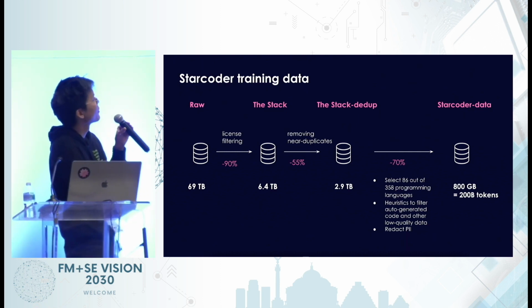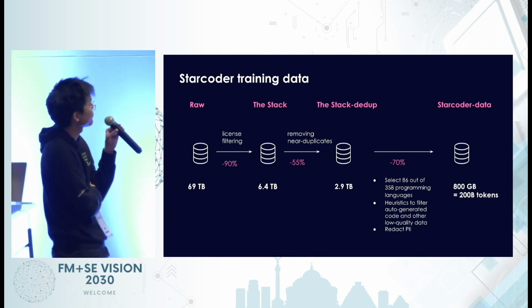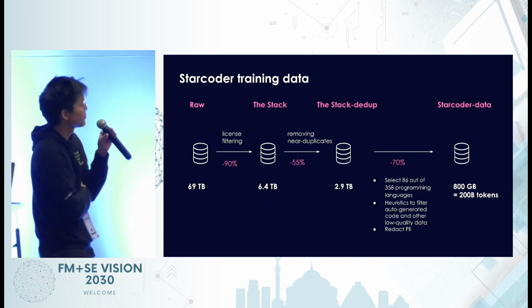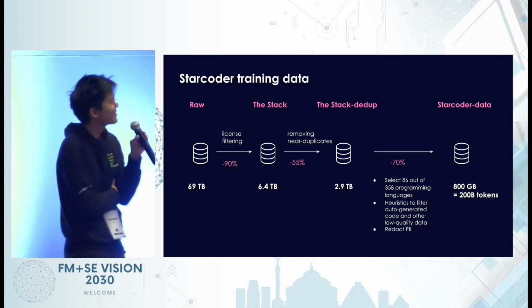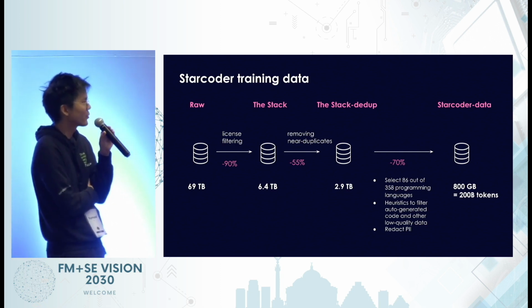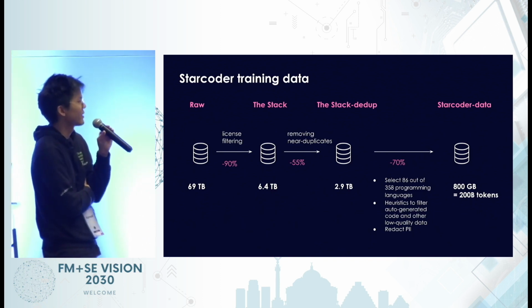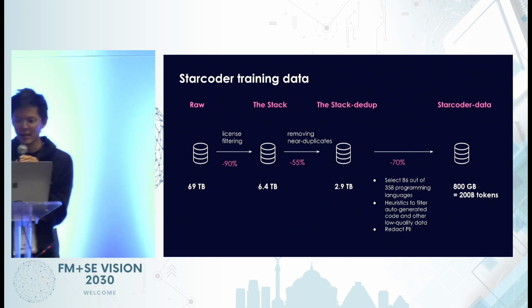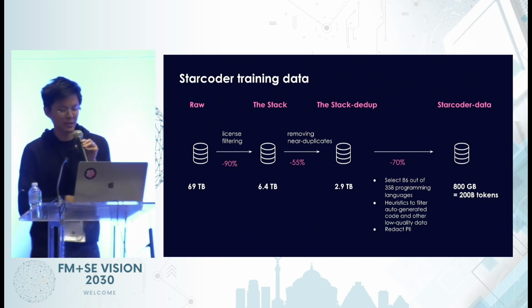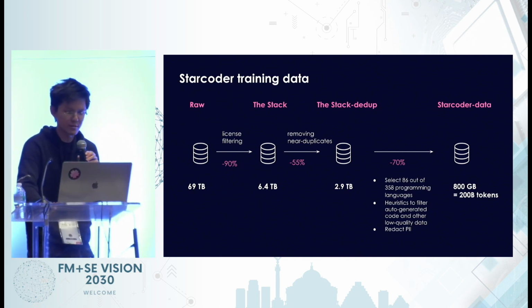So just to summarize the data pipeline. After license filtering, the near deduplication removes a bit more than 50% of the data set, and after that, language selection and some of the heuristic filters that result from the manual inspection remove around 70%. And so we're left with 800 gigabytes, which is around 200 billion tokens in our training data set.